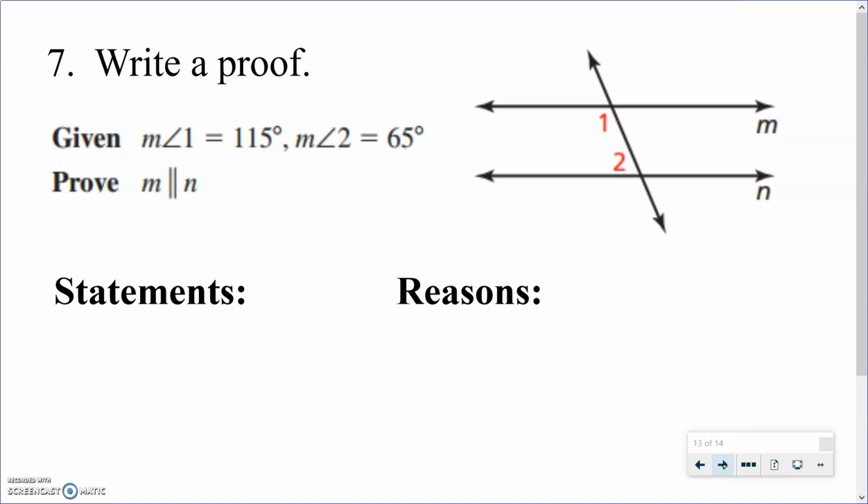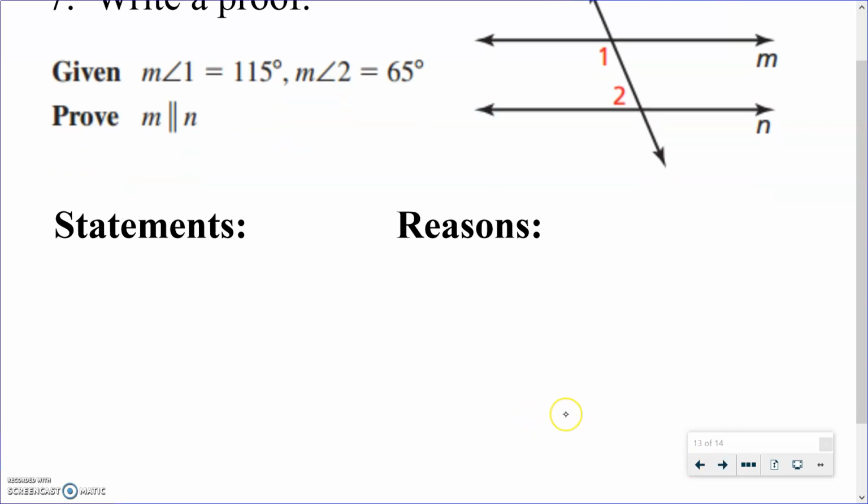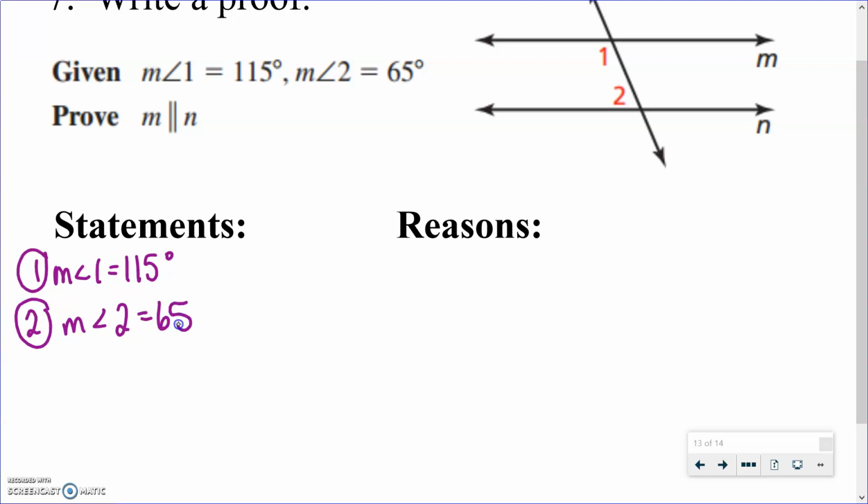All right, so for this last one, we're going to take those angle relationships and actually write the proof. Okay, so at this point, I hope we've realized that the givens should always be our first statements. So the measure of angle 1 is equal to 115 degrees, and the measure of angle 2 is equal to 65 degrees. Okay, and these first two reasons are going to be given because that is given to us. And then what we're trying to prove is that m is parallel to n.